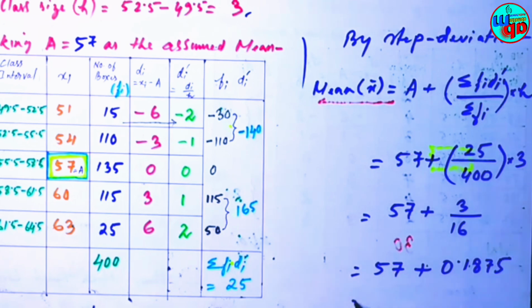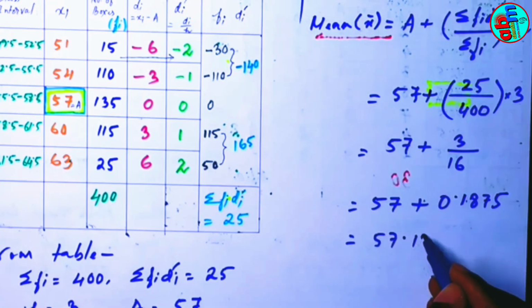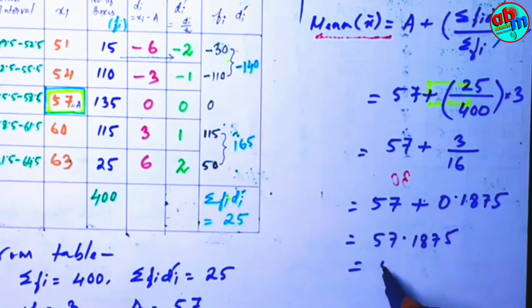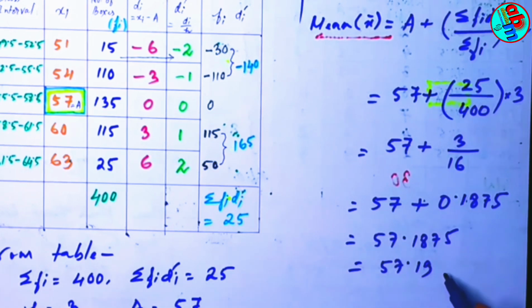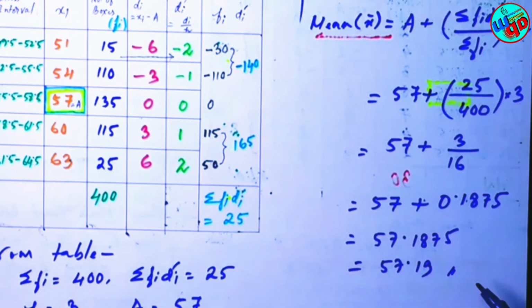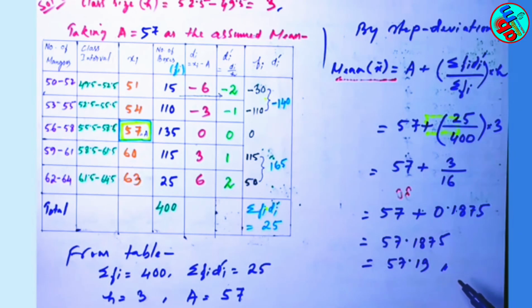0.1875, which is 57.1875, which can be written as 57.19 as the answer. So the mean number of mangoes kept in a packing box is 57.19, and we use the step deviation method as the values of fi di are big, and also there is a common multiple between the di.